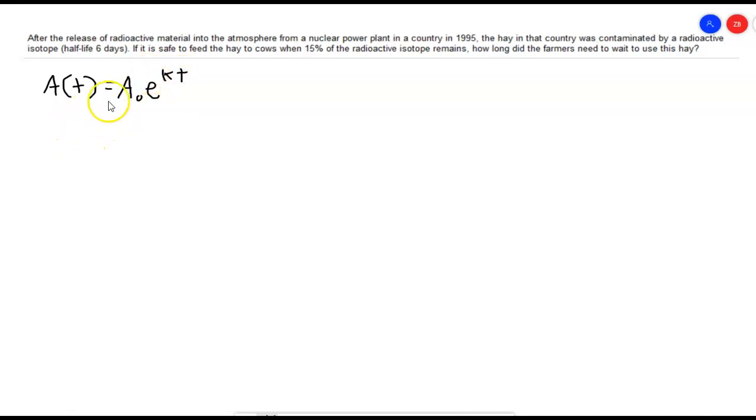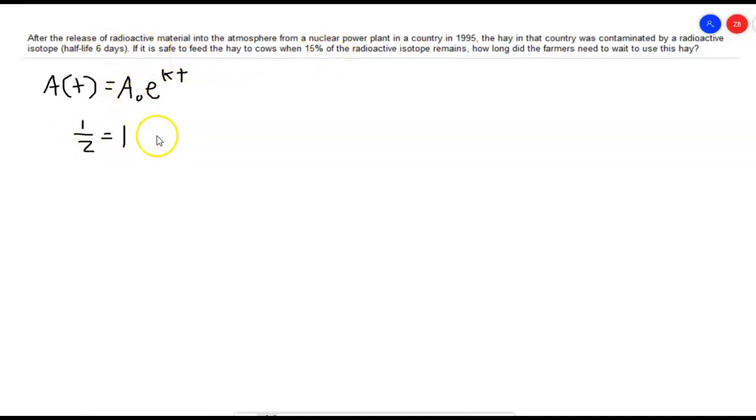So I can rewrite this. The first thing I want to do is find this k constant. That's very often the first thing we need to do because it's not going to be given to us. So what we can do here is we know that if our initial amount is, say, 1 of these radioactive isotopes, then after 6 days, that's our t there, we're just going to have half of that left because that's what half-life means.